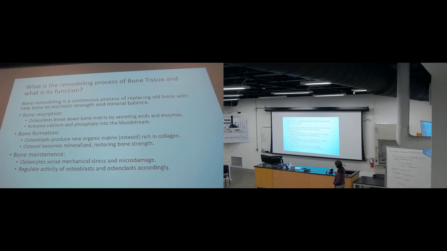So that is given by bone reabsorption by the osteoclast that breaks down the bone matrix, as you saw before, by secreting acids and enzymes, that releases calcium and phosphate into the bloodstream. And actually, this phosphate can act as a buffer. It can help to absorb hydrogen ions to maintain acid-base balance. That's your link.